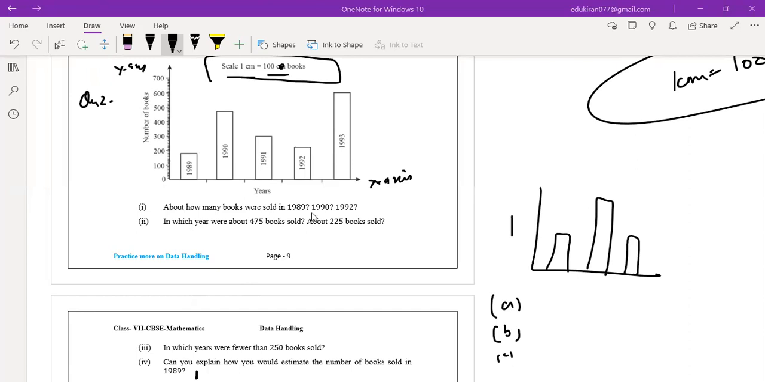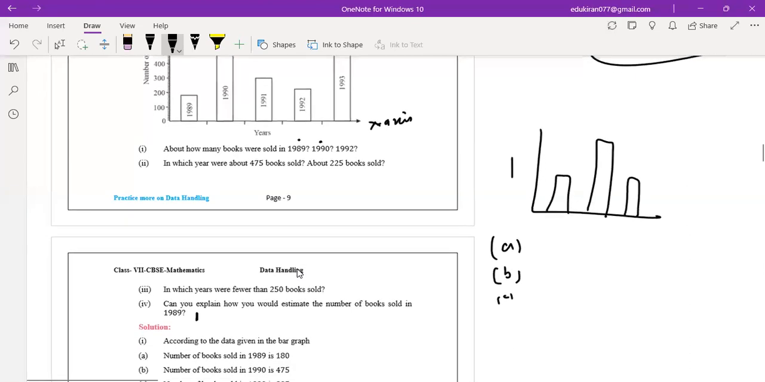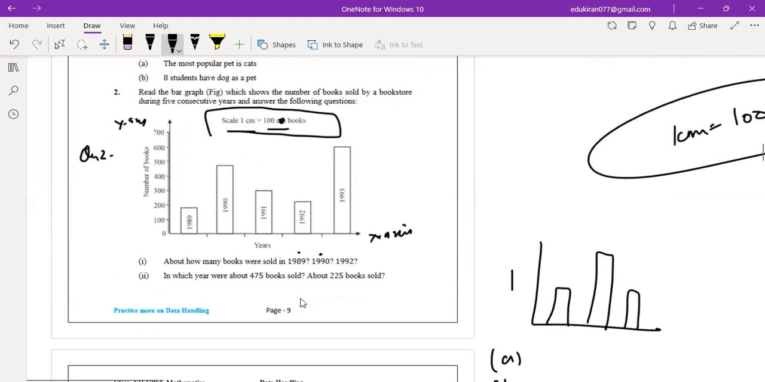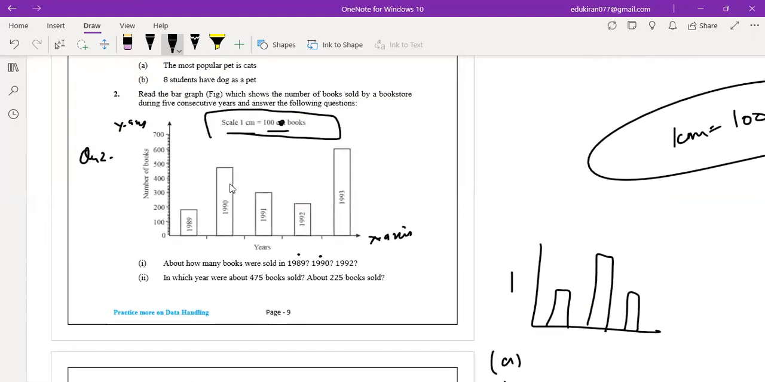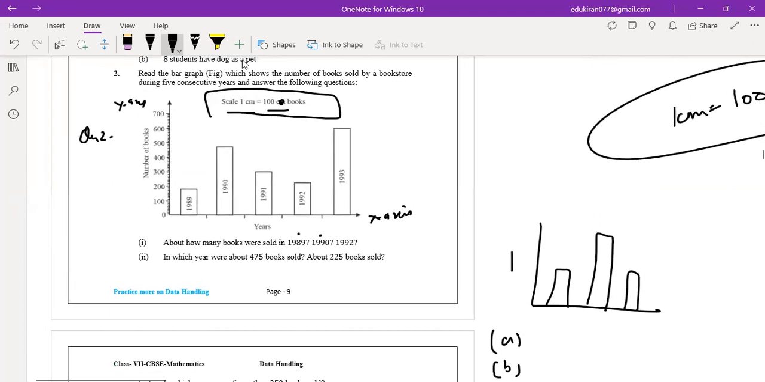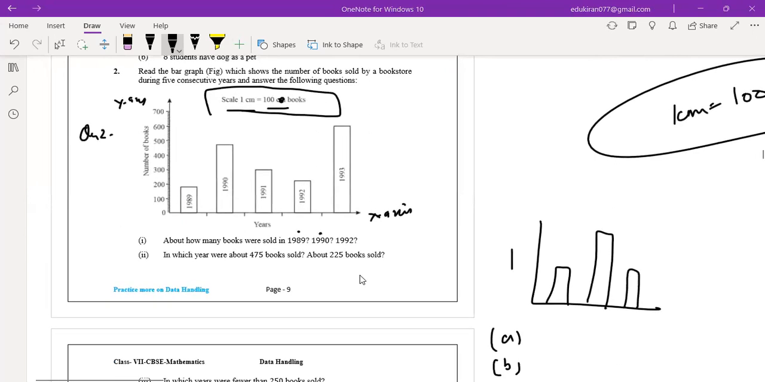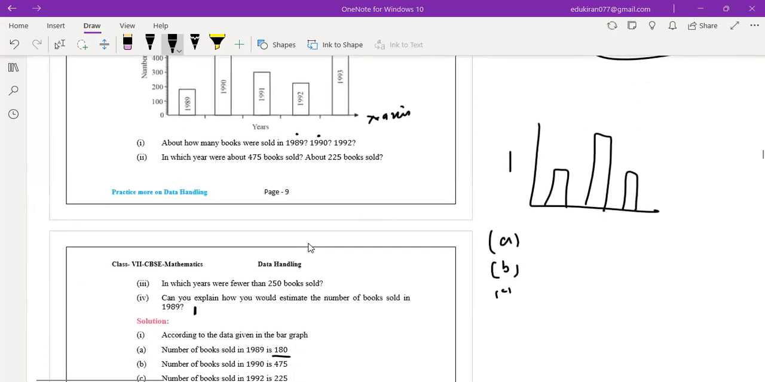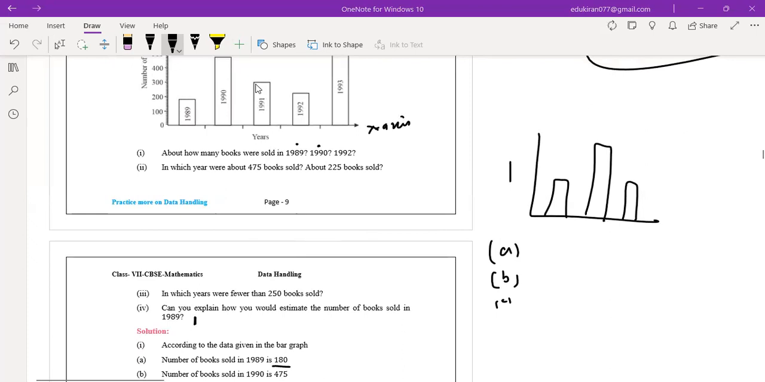So first, about how many books were sold in 1989, 1990, and 1992. Tashin will tell. 1989, about 180 books were sold. Then tell me in 1990. 1990 was about 475 books. Ma'am, 1992, I wrote 125.